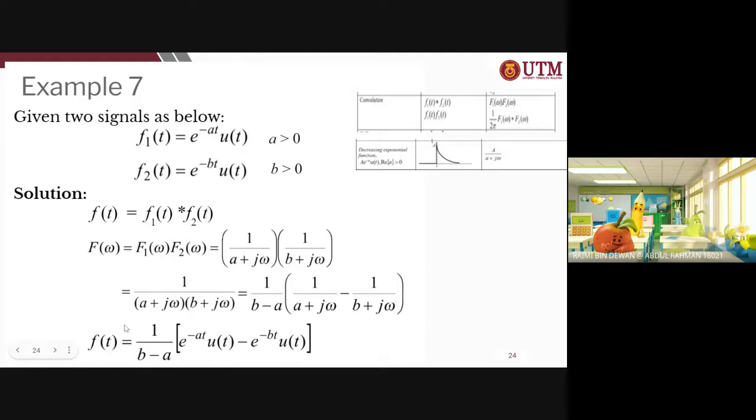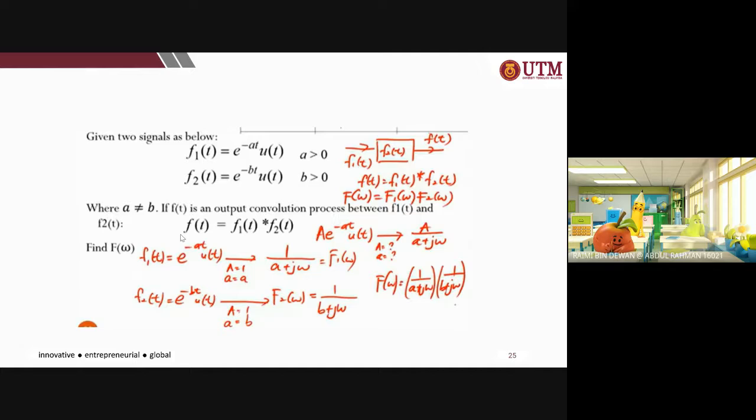The rest below is actually just mathematics, but this is the concept that you need to understand. If the question gives you something else, you should know that whatever is convolved in the time domain will result in multiplication in the frequency domain signal. This one is the same.